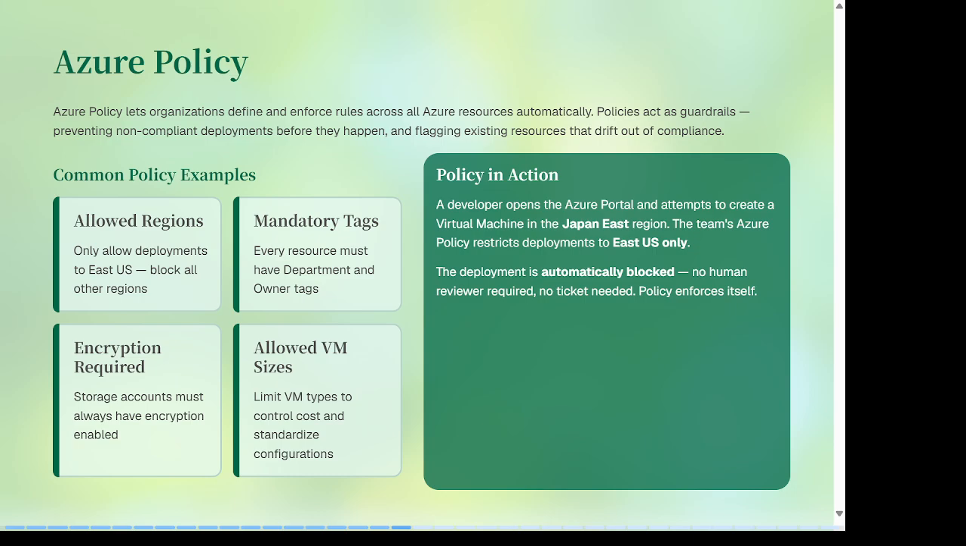Azure Policy acts before deployment happens. So instead of fixing problems later, Azure prevents problems before they occur. This is called proactive governance.